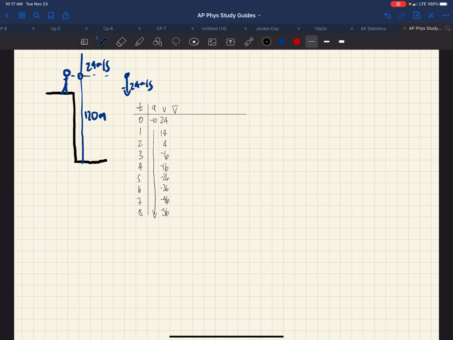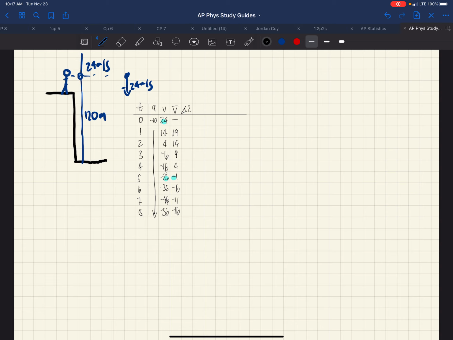And then our average velocity, which is 19, then 14, then 9, then 4, then minus 1, minus 6, minus 11, minus 16. And we could test that at any point. We could choose any two. We could choose this one and this one. 24 plus a minus 26 is minus 2, divided by 2 is minus 1. So it checks out there.